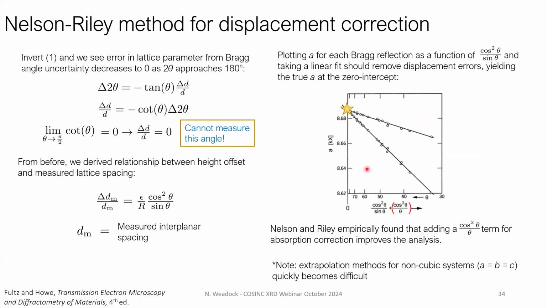Now, Nelson and Riley did some additional empirical analysis, and they added this cosine squared theta over theta term that can help to account for any absorption correction. And generally, this improves the accuracy of the lattice parameters you get from this type of analysis. This is great for cubic systems, and it becomes a little more difficult when your lattice parameters are not equal and you have a coupled system of equations to deal with.